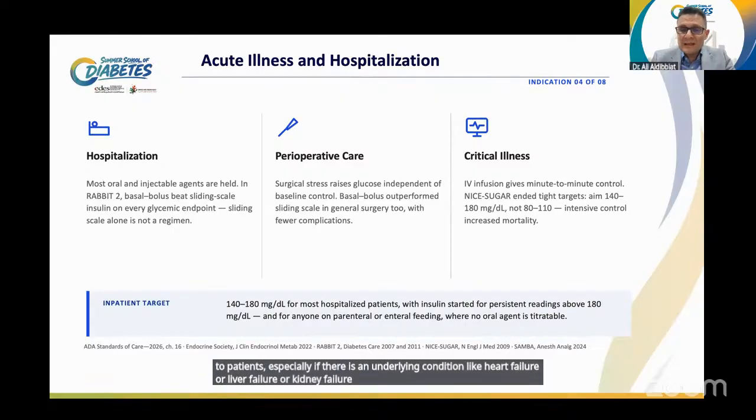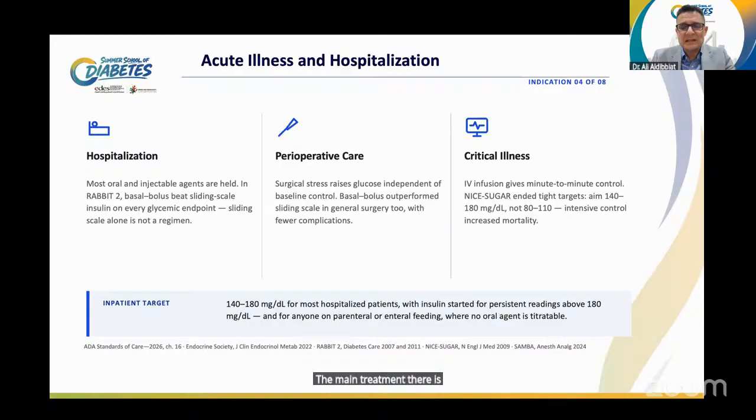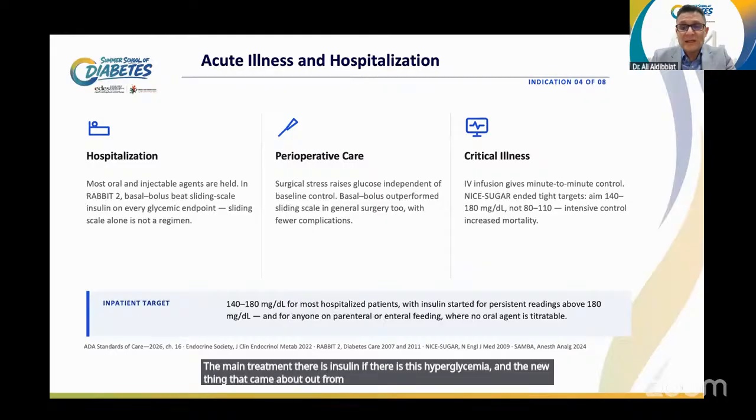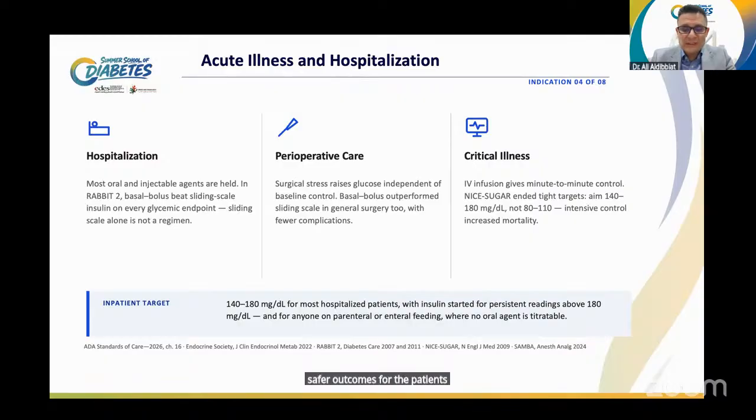In critical care, patients who are in ICU, the main treatment there is insulin if there is this hyperglycemia. And the new thing that came out from the NICE-SUGAR clinical trial showed that tight control is not advantageous. So if you relax the control, you get safer outcomes for the patients, ranging between 140 and 180 milligram per deciliter.